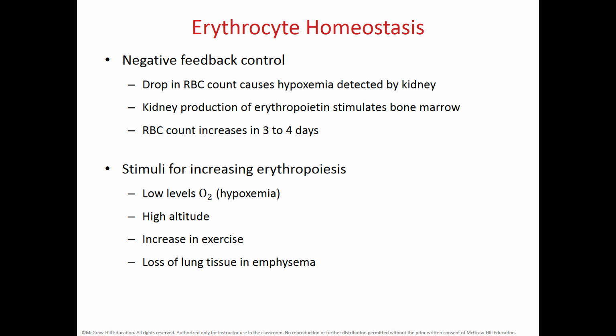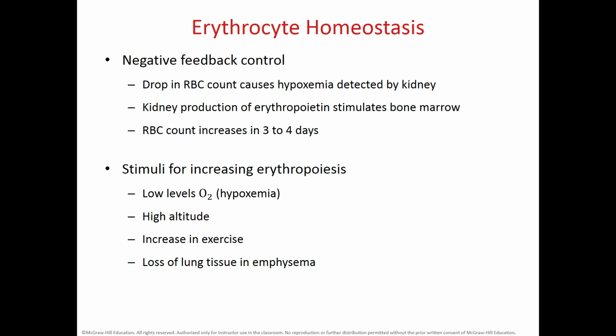So what are the stimuli for increasing the production of red blood cells or erythropoiesis? Hypoxemia, or low levels of oxygen within our blood. When you are in high altitude, because in high altitude we have less levels of oxygen. When you increase your physical activity, so when you exercise, your cells need more oxygen, so you increase the production of red blood cells.